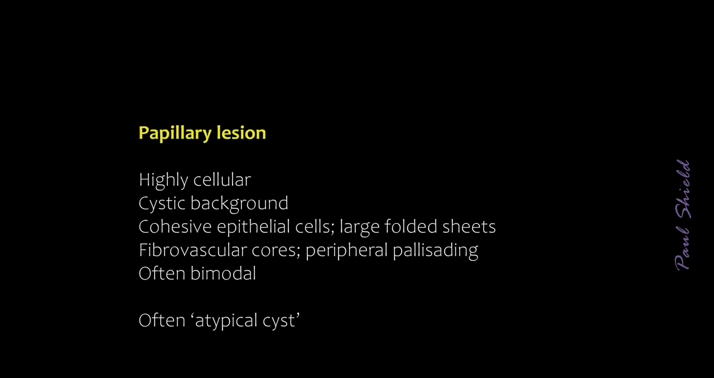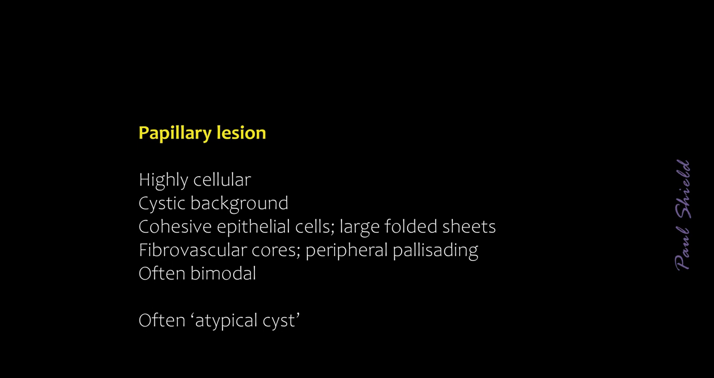So in summary, papillary lesions are usually the most cellular types of specimens that you see. They frequently have a cystic background, and by nature the papillary growth needs a cyst, or a space at least, to grow into, so like the bladder or a cyst. It's characterized by highly cellular epithelial cells that are generally cohesive. Sometimes they form really large folded sheets as well, and often that is bimodal.